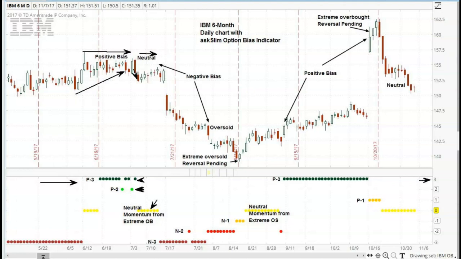Then what happened after that was that you got into a period of negative bias. So what happened was that right here, you can see where it went N3, and that's exactly on this date right over here.